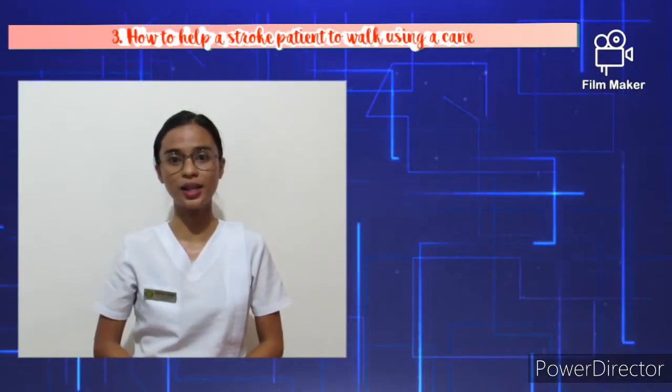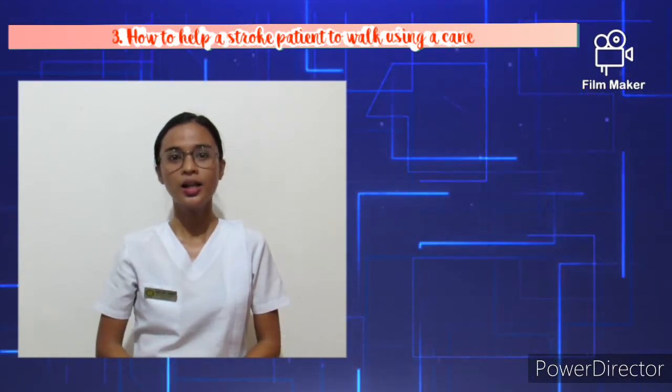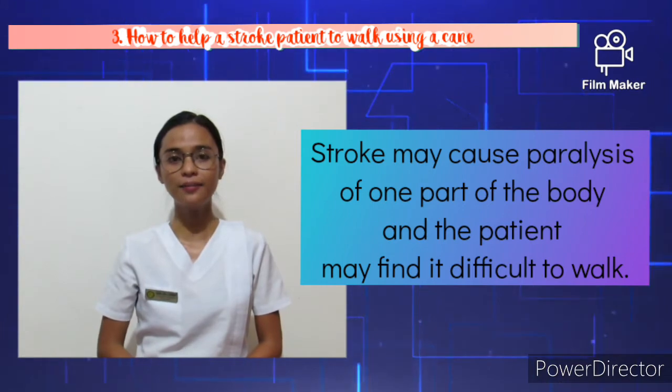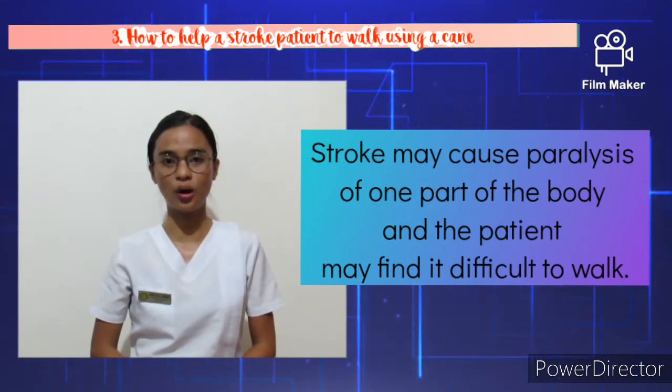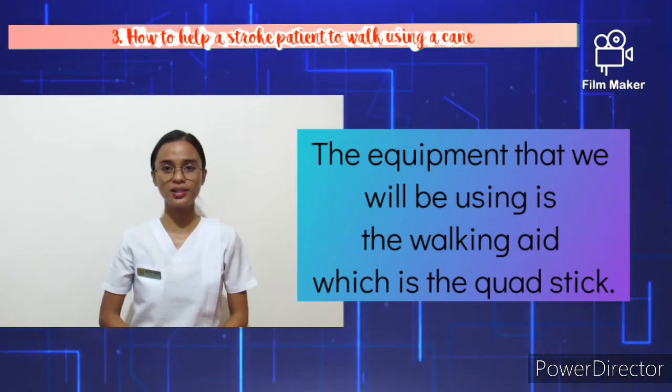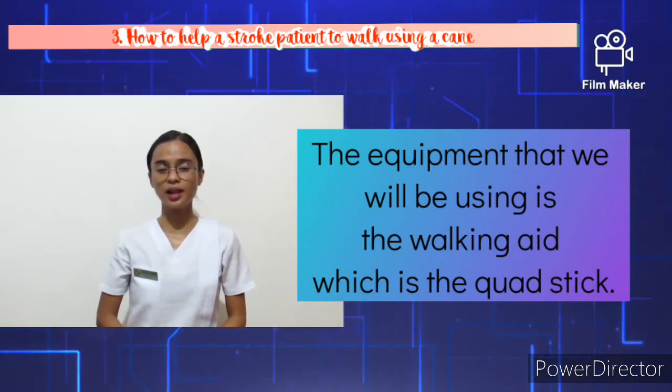The last intervention is how to help a stroke patient to walk using a cane. Stroke may cause paralysis of one part of the body and the patient may find it difficult to walk. The equipment that we will be using is the walking aid, which is the quad stick.